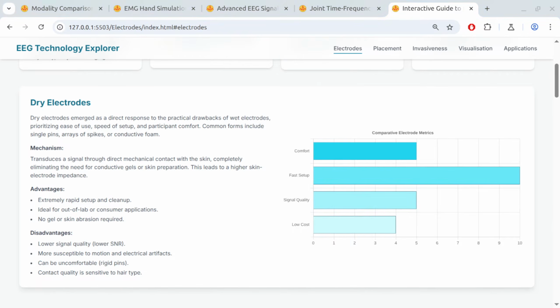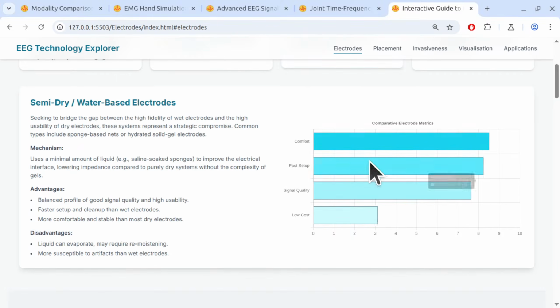So is there a middle way? There usually is. A strategic compromise emerged. Semi-dry or water-based electrodes. These use just a tiny bit of liquid, maybe a sponge soaked in saline or a solid gel that's prehydrated with water.